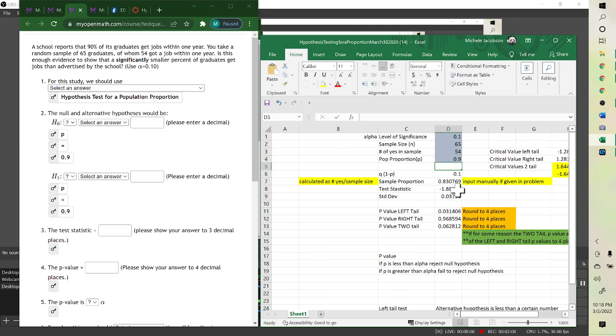Your test statistic is here. The p-value, since we're testing less than, is a left tail, so it's the 0.0314. If the p-value is less than alpha, the p-value is 0.03, alpha's 0.1. So the p-value is less than the level of significance, so we reject.